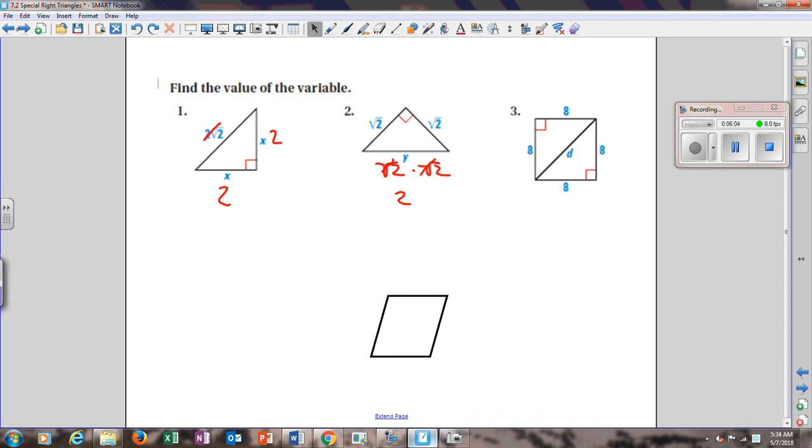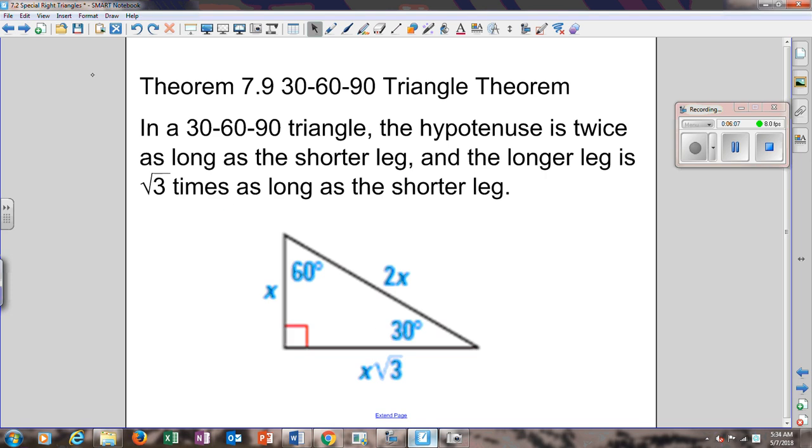Alright, on to the next special right triangle. That brings us to theorem 7.9, which is a 30, 60, 90 triangle. In a 30, 60, 90, the hypotenuse is twice as long as the short leg, and the longer leg is square root of 3 times as long as the short leg. So we have the short leg, which is the one that's opposite of 30. Then to find the hypotenuse, you multiply it by 2. To find the other leg, you multiply it by the square root of 3.